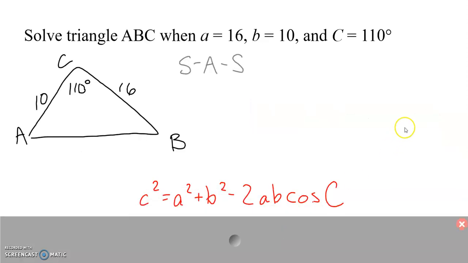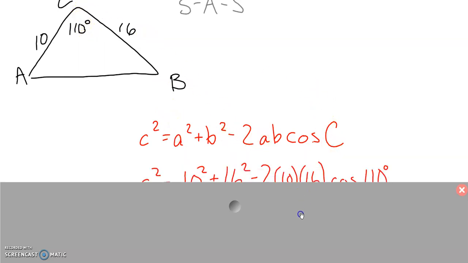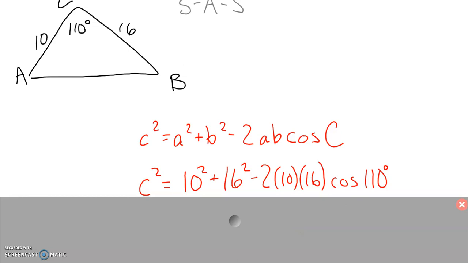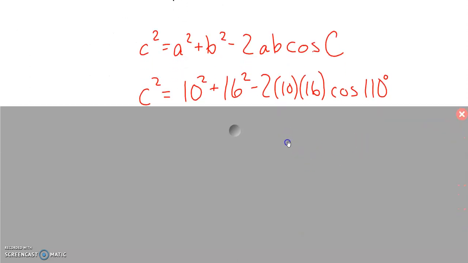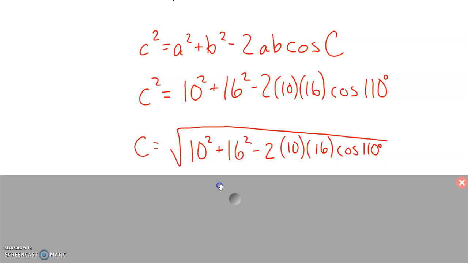So I plug in what I know into this version of the law of cosines. Side length B goes there and there, side length A goes there and there, angle C goes there, and I get the following. I then just have to solve this equation for c. And you'll notice that it's set up in a pretty good format right now. Basically, if you take the square root of each side, you'll get side length c.